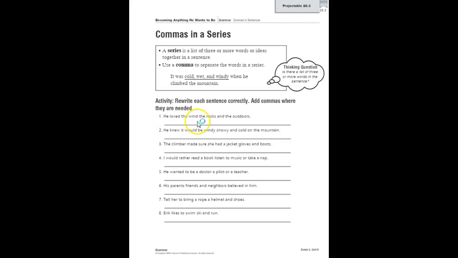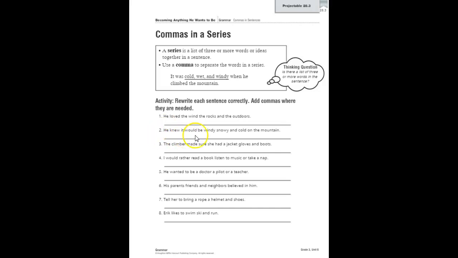He loved the wind, the rocks, and the outdoors. Well, the list is the wind, comma, the rocks, comma, and the outdoors. I know I don't need a comma for the last one, but just to separate the first 2 and then the second one from the word and.